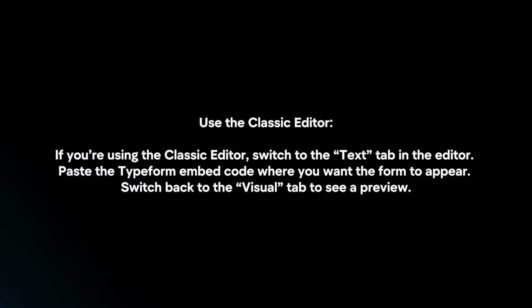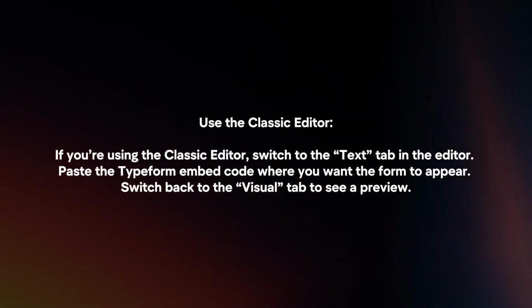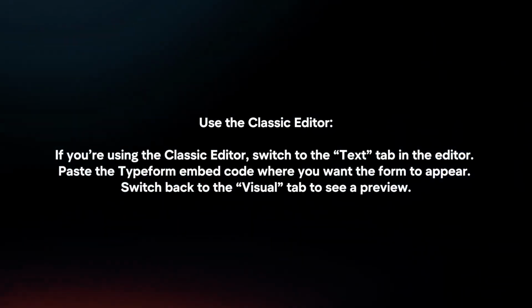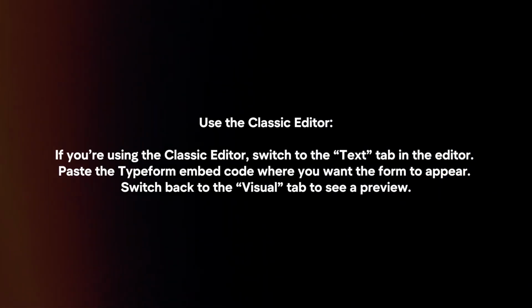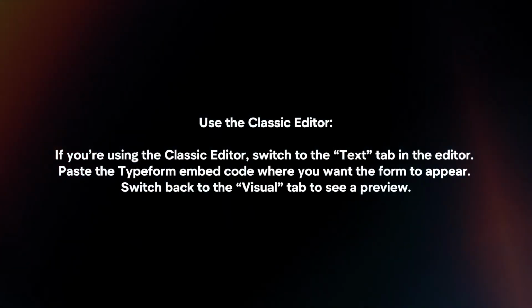Use the classic editor. If you're using the classic editor, switch to the text tab in the editor. Paste the Typeform embed code where you want the form to appear. Switch back to the Visual tab to see a preview.